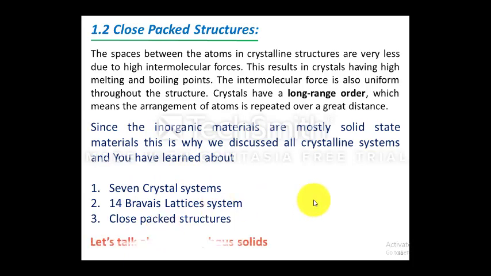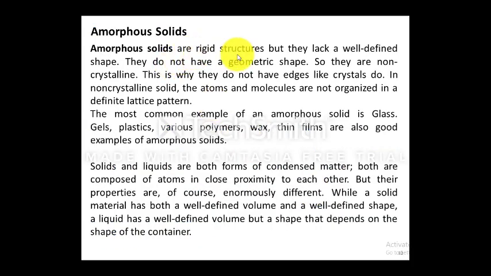Now let's talk about amorphous solids. Amorphous solids are rigid structures, but they lack a well-defined shape. They do not have a geometric shape, so they are non-crystalline. This is why they do not have edges like crystals have. In non-crystalline solids, the atoms and molecules are not organized in a definite lattice pattern. The most common example of an amorphous solid is glass. Other examples include plastics, various polymers, waxes, and thin films.